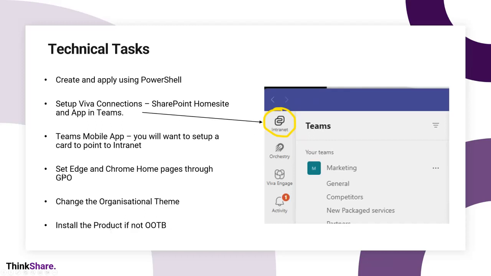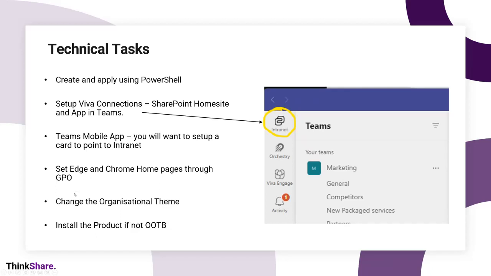We recommend every intranet does this, and we've never done an intranet that hasn't, which is set the Edge and Chrome home pages through a group policy object. So set those home pages to your intranet homepage, and that just means that everyone will see the intranet when they're opening the browser. Without doing that, you're not going to get the engagement that you require, and you're not going to drive the traffic to the content that you want users to see.